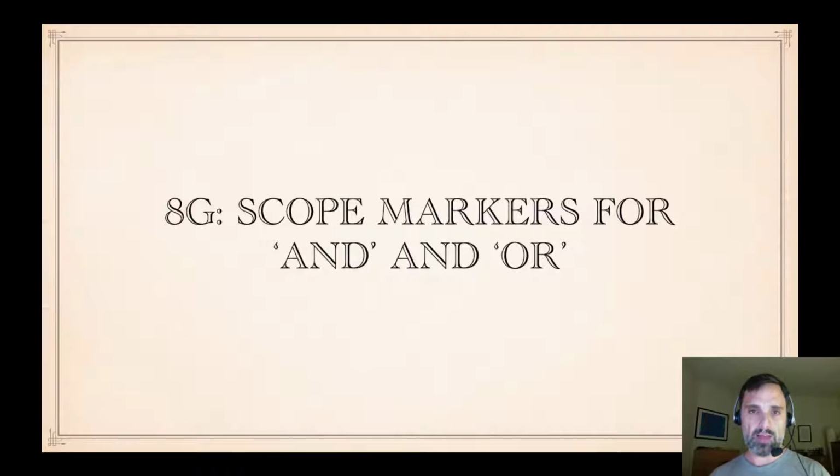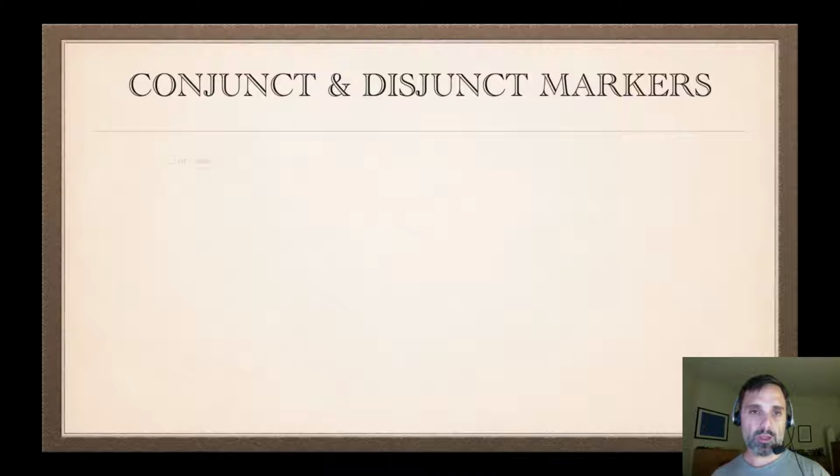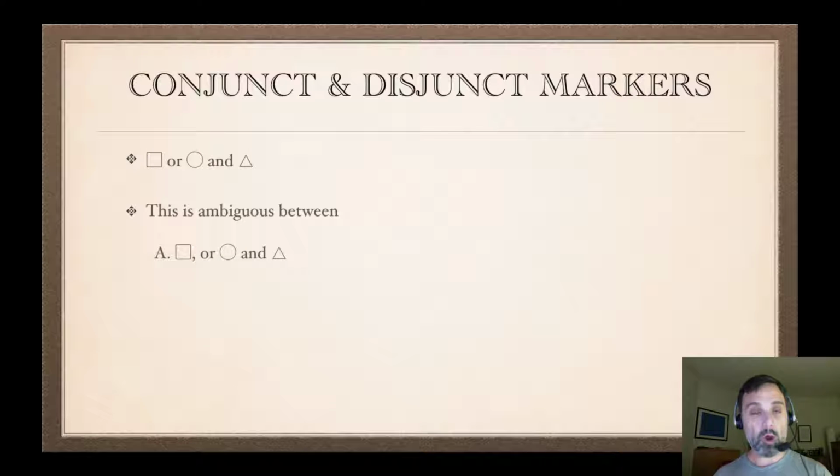Okay, this will be the last video for this unit on symbolization, ideas, and concepts. And in this, I'm going to talk about scope markers for and or. So, consider the sentence box or circle and square. This sentence is ambiguous. It's ambiguous between box or circle and square and box or circle.